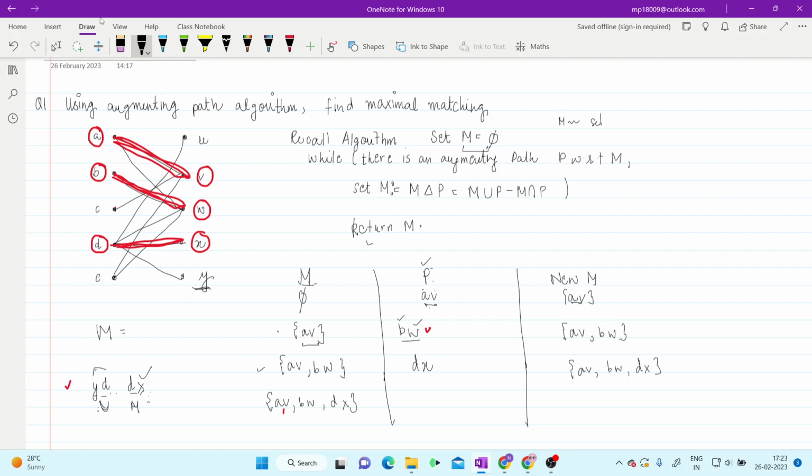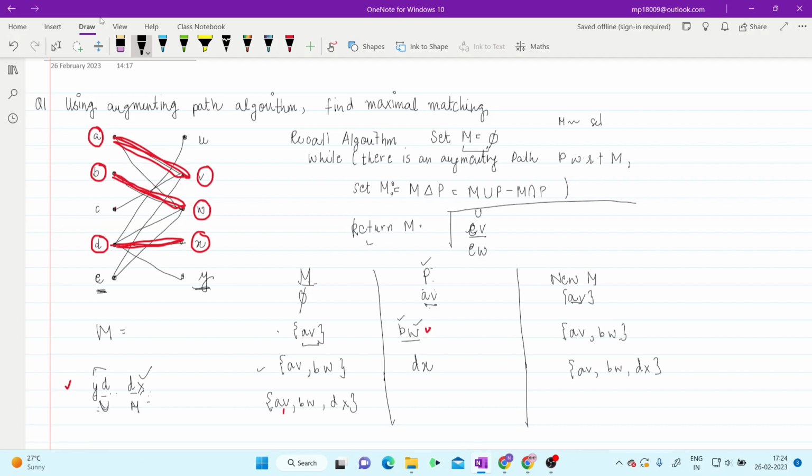Now the next option is C. Can you find an augmenting path starting from C? Suppose I am taking the edge CV. Sorry, I meant E. If we start with E, EV and EW are the only possibilities, right?